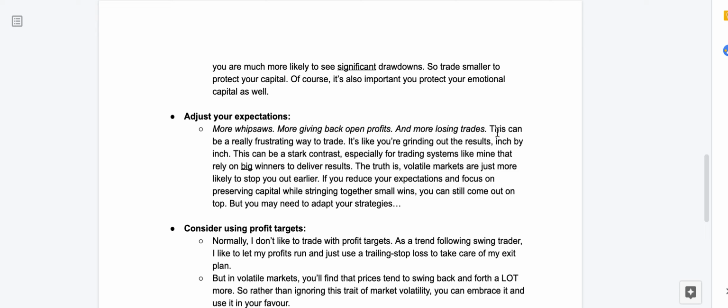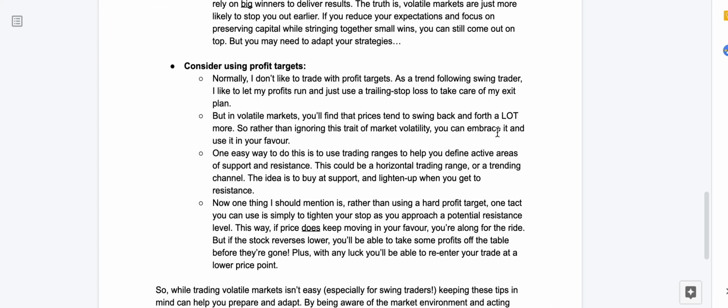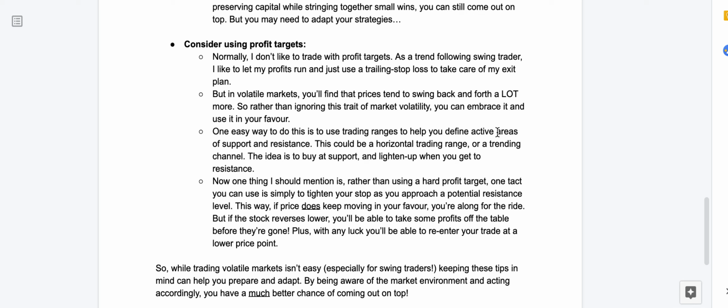Once you identify that, hey, we are in a bearish volatile market or even a bullish volatile market, just understand what that means. It means prices zigzagging back and forth, and your focus should maybe be more on preserving capital and putting small wins together rather than trying to catch the next big huge uptrend, just based on the market environment. Now, the last thing I want to share as a tip is to consider using profit targets.